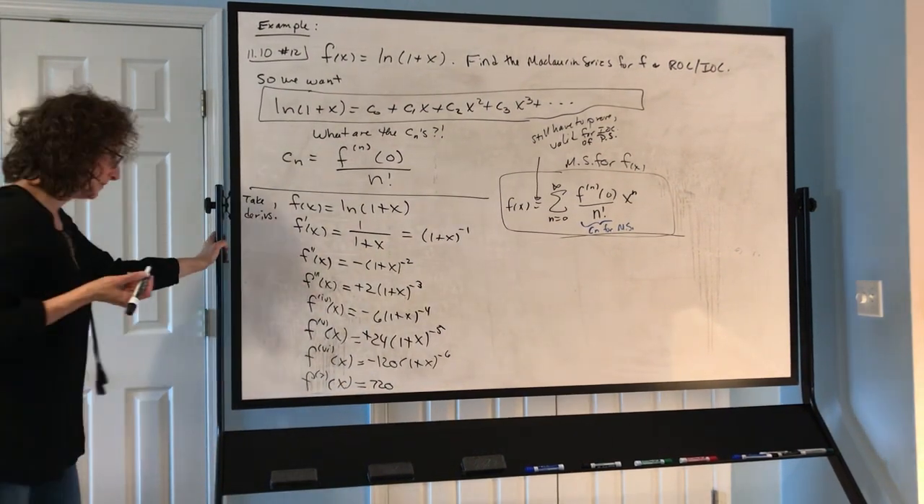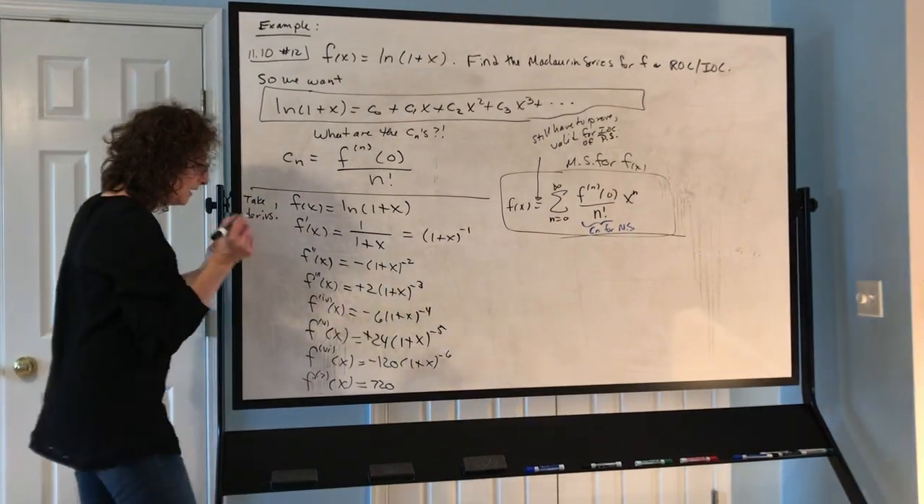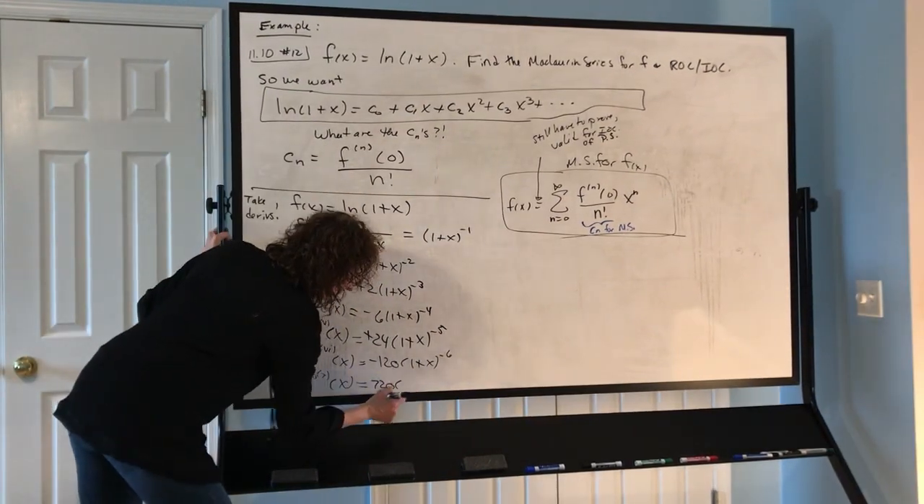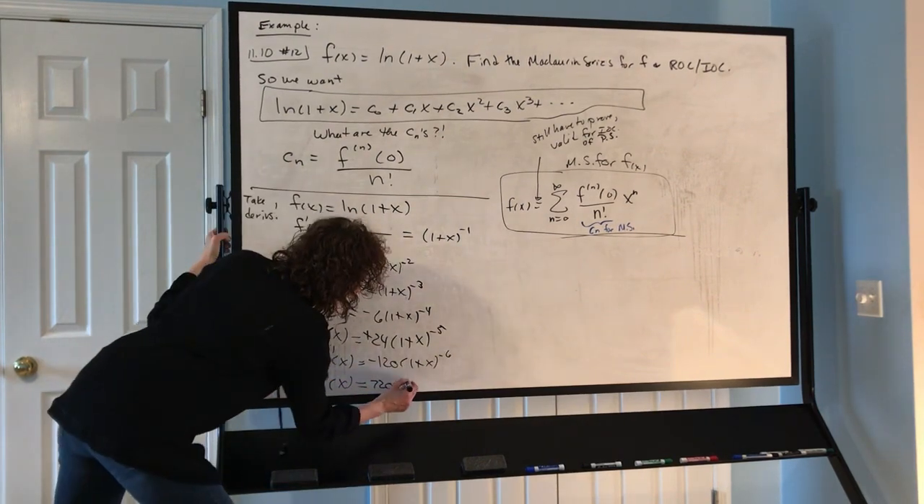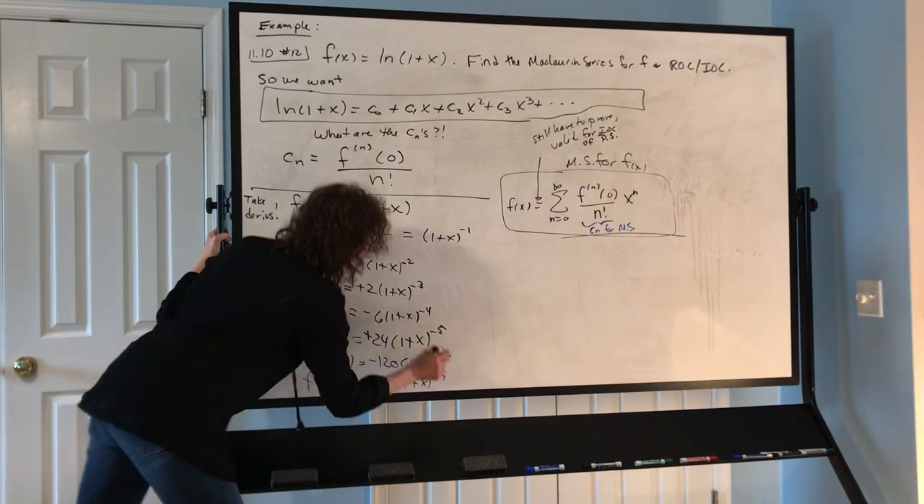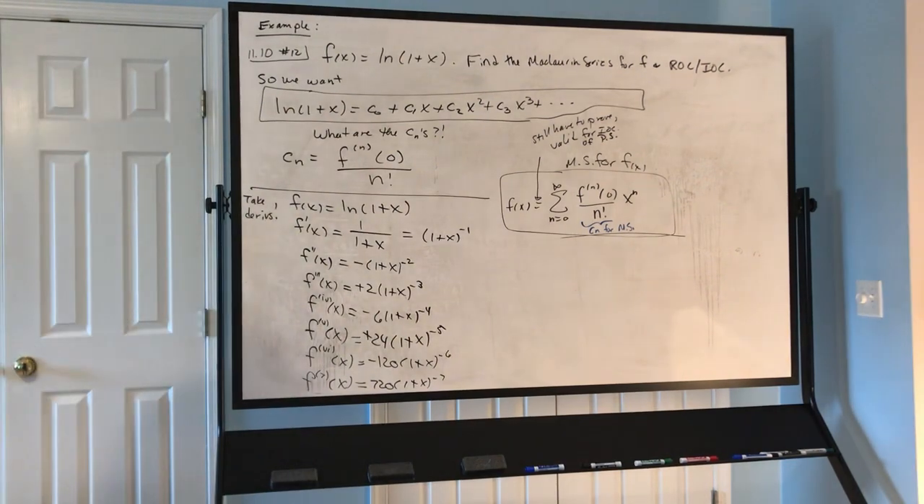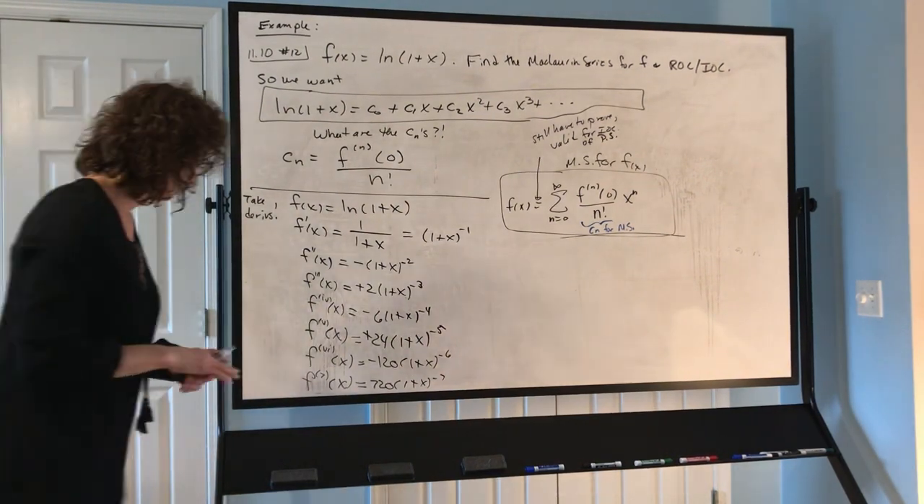120, 720, right? That is what number factorial? Good, I heard it. Okay, so we took a bunch of derivatives, yeah? There we are.